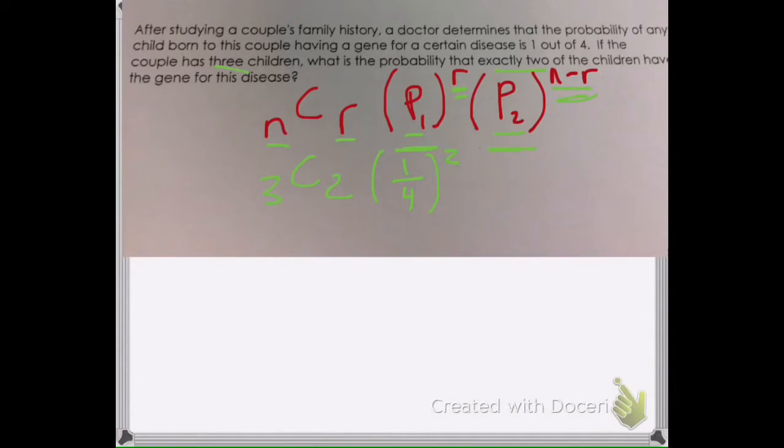And there's going to be 2 of them that have the disease, and then the probability that they don't have the disease would be 3/4. And there's going to be 1 of those kids that does not, because if 2 have it and there's 3 total, then 1 does not. So then you're just going to type that right into your calculator.